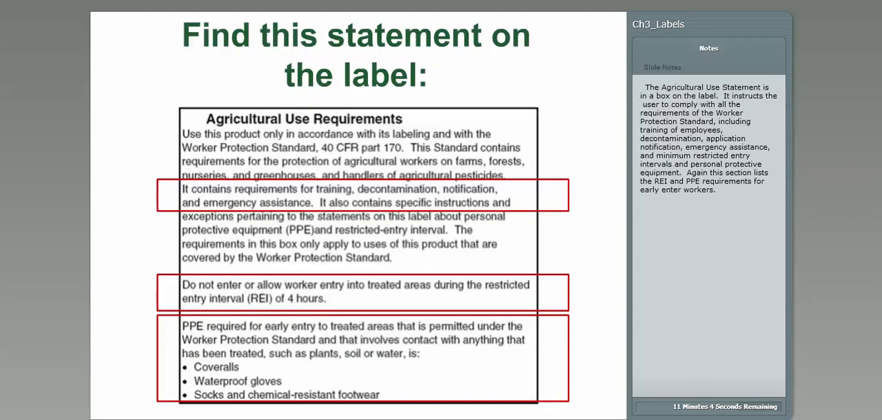The agricultural use statement is in a box on the label. It instructs the user to comply with all the requirements of the Worker Protection Standard, including training of employees, decontamination, application notification, emergency assistance, and minimum restricted entry intervals and personal protective equipment. Again, this section lists the REI and PPE requirements for early entry workers.